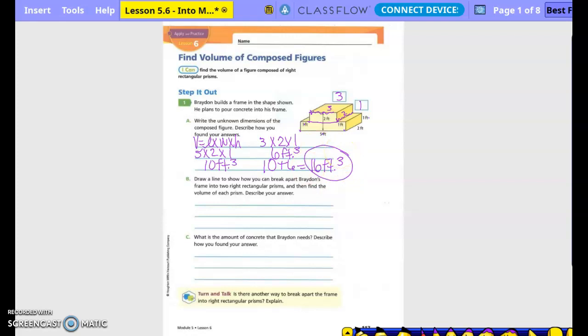Oh, it says draw a line to show how you can break apart Braden's frame into 2 rectangular prisms and then find the volume of each prism. Okay, so we kind of did that with our drawing, right? Okay, what is the amount of concrete that Braden needs? Okay, and then we already did that in step A, correct?